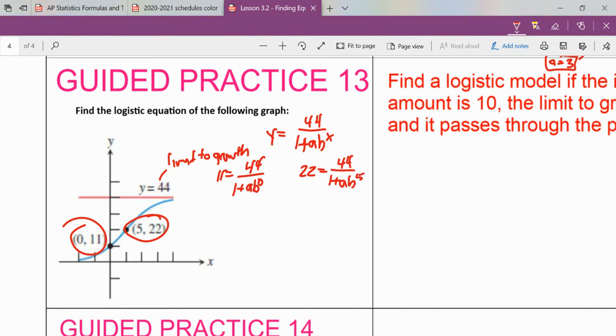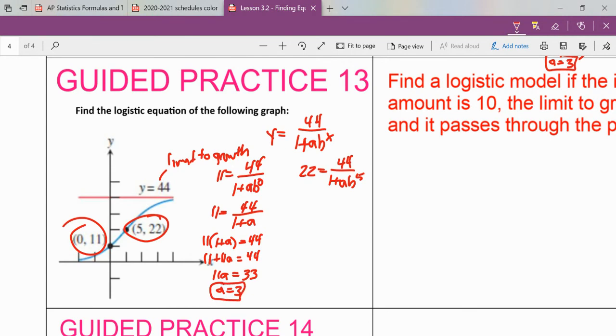All right, start here because this one already gets the b knocked out, because b to the 0 is 1. So this is really 11 equals 44 over 1 plus a. Clear those fractions, so multiply each side by that. So 11 times 1 plus a equals 44. Distribute, so you get 11 plus 11a equals 44. Subtract 11. Divide by 11, a is 3.